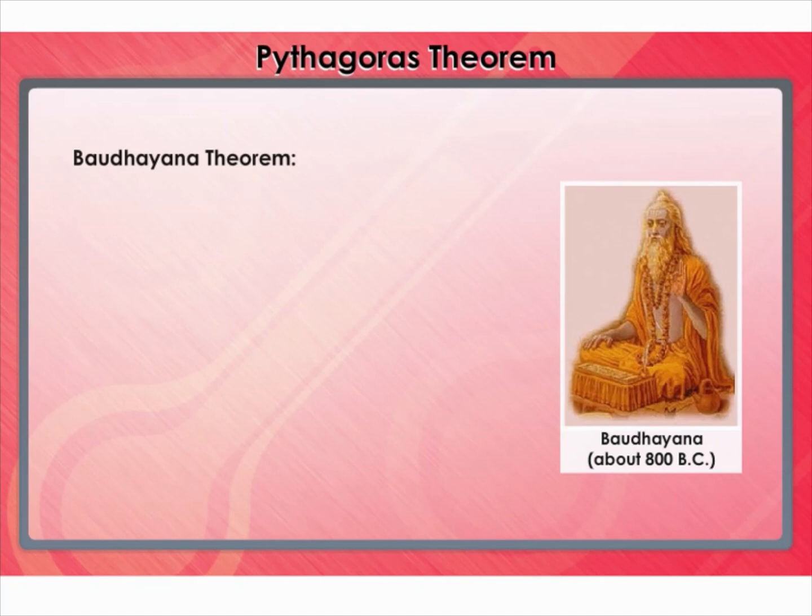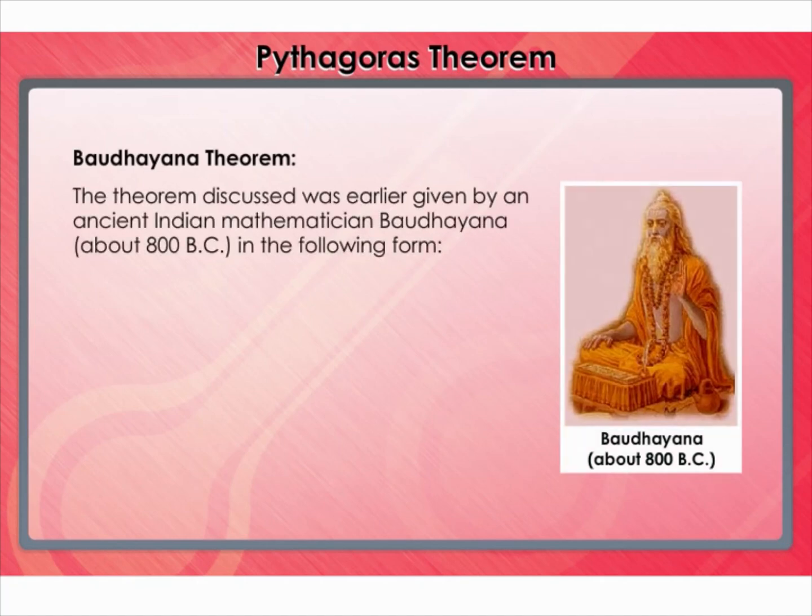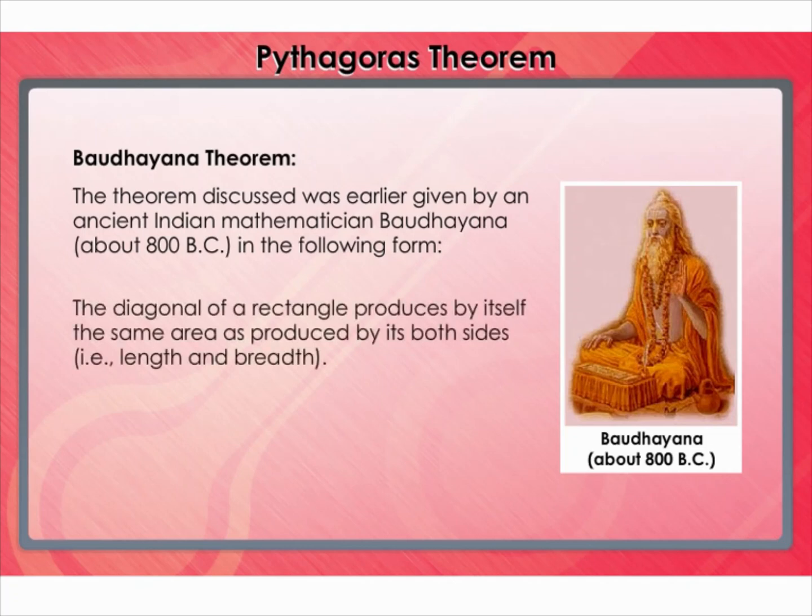Baudhayan theorem. Note, the theorem discussed was earlier given by an ancient Indian mathematician, Baudhayan, about 800 BC in the following form. The diagonal of a rectangle produces by itself the same area as produced by its both sides, that is, length and breadth. For this reason, this theorem is sometimes also referred to as the Baudhayan theorem.